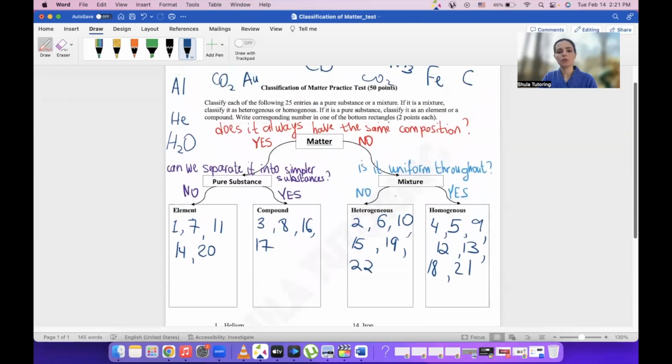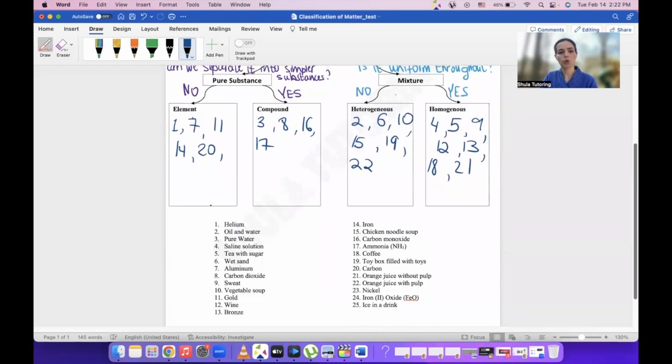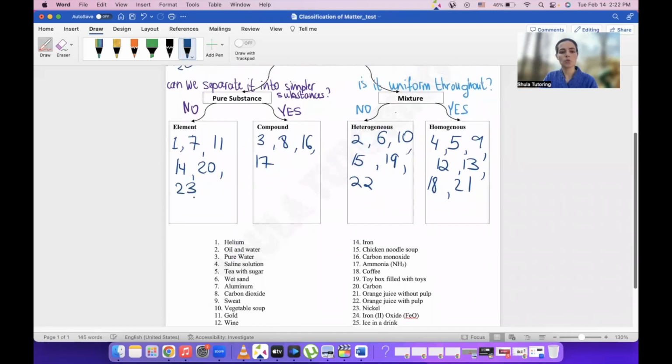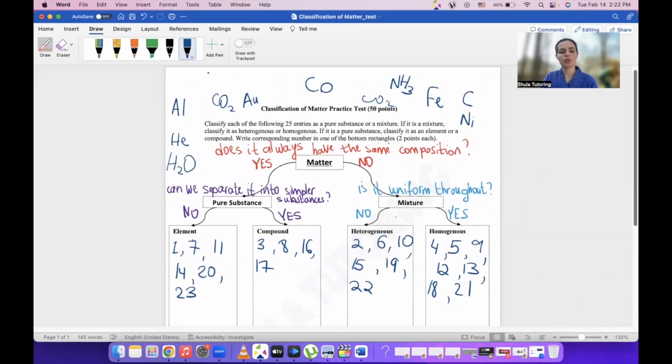Now, nickel, does it always have the same composition? Yes, it's a metal, type of metal. Nickel is nickel. Can we separate it into simpler substances? It's just one type of atom, so it's an element, and we cannot separate it chemically into simpler substances.